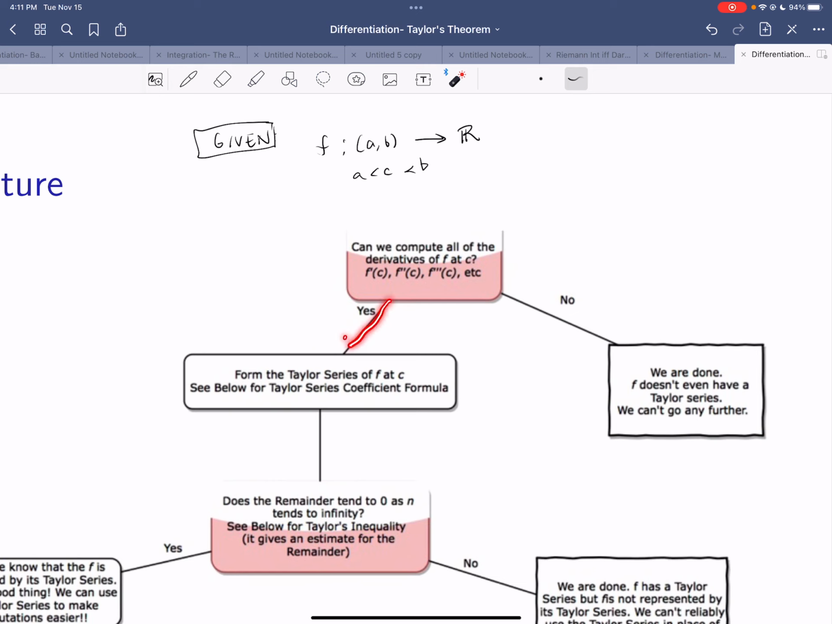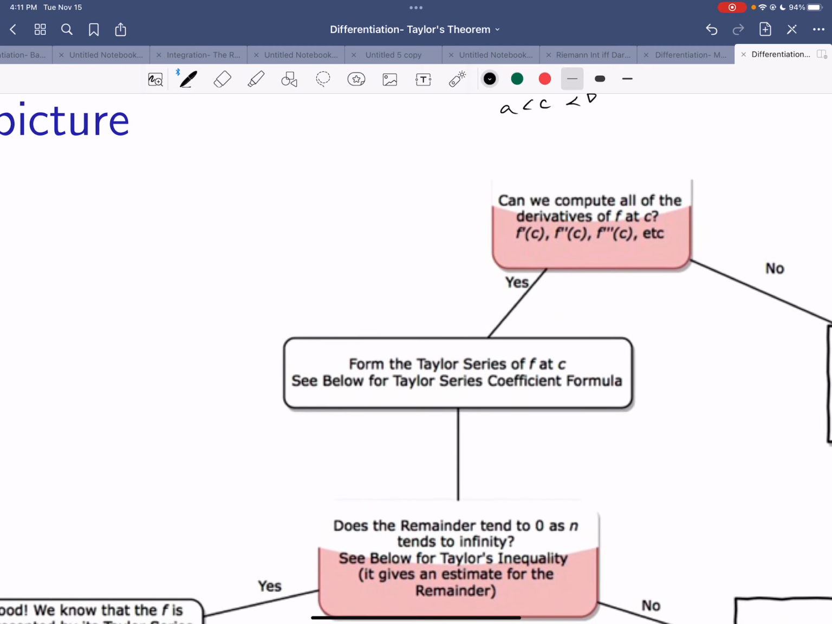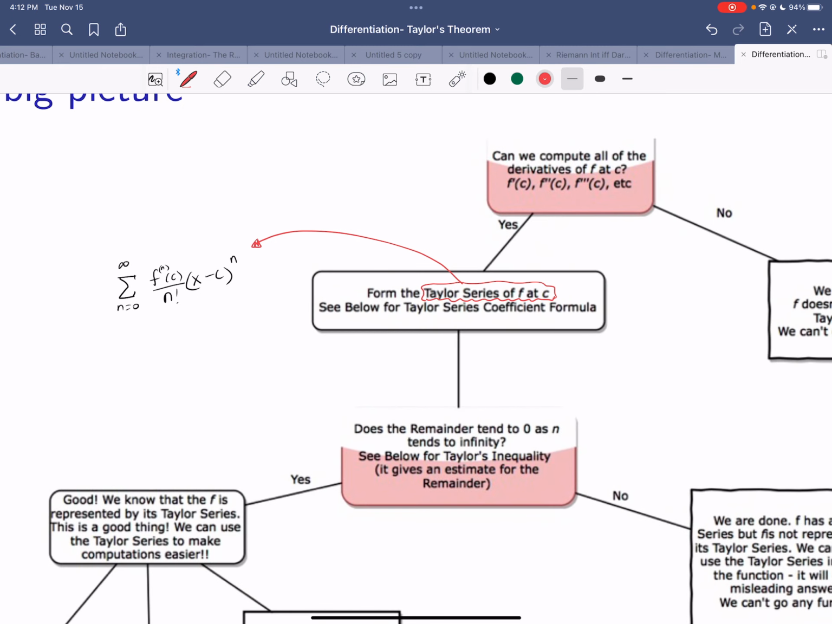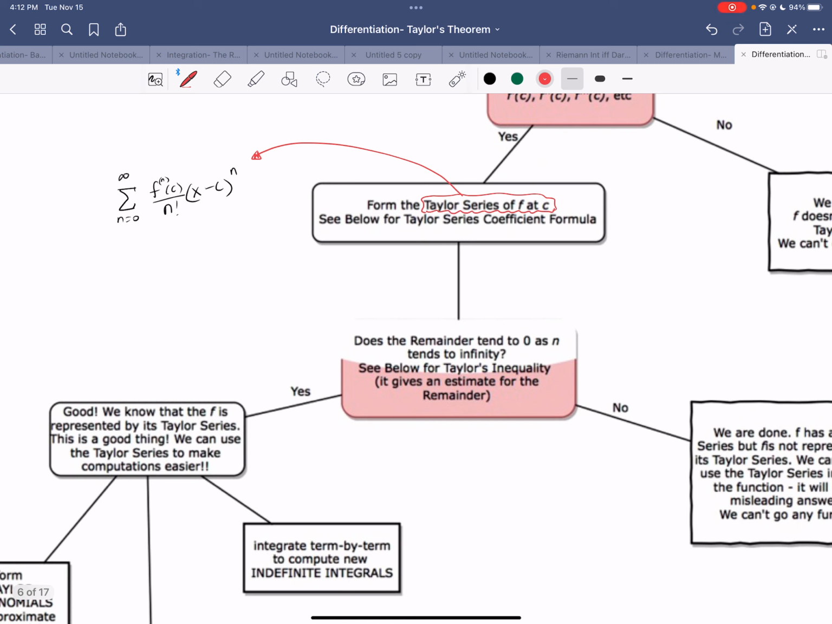Okay, but now suppose you do have all of the derivatives, then form the Taylor series of f at c. The Taylor series is that power series that's based on those derivatives. So you take the nth derivative at c over n factorial, and then x minus c to the nth power. This would be the Taylor series of f at c. So form the Taylor series, and now we've got a question. The question is, does this Taylor series approximate f? So the question naturally is, is f of x equal to its Taylor series?